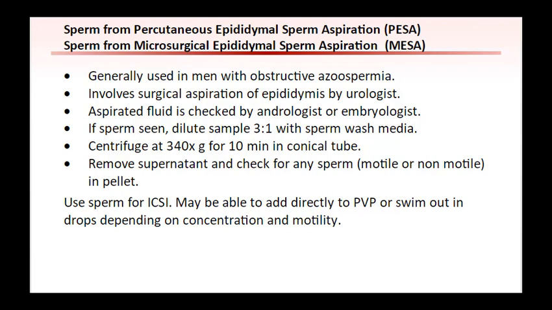The sperm are generally not motile initially and may acquire motility after culture in sperm wash media. These samples require concentrating by centrifugation and resuspension in fresh sperm wash media in a small volume. If sufficient numbers are present, sperm can be added to PVP for ICSI. If numbers and/or motility are low, then the concentrated sperm must be added to microdrops of media and allowed to migrate to the drop edge for pickup for ICSI.